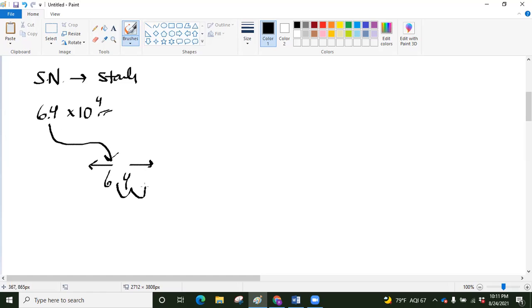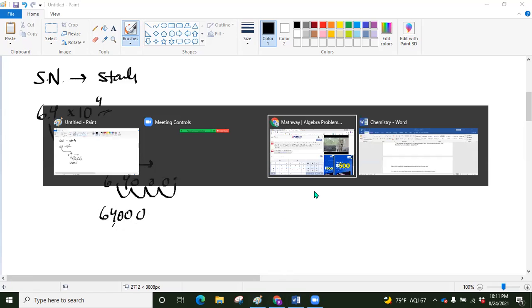So 1, 2, 3, 4. We moved it 4 times and we filled the pockets in with zeros. So our final answer is 64,000. And again, take nothing at face value. We can go ahead and prove this here.